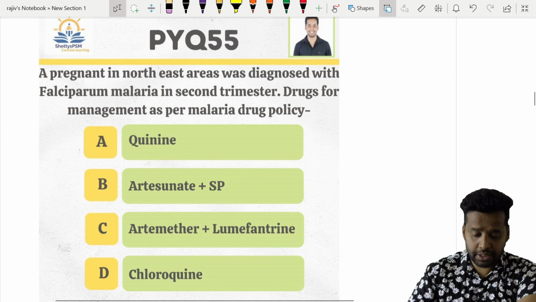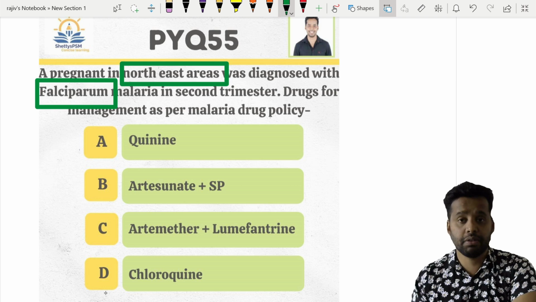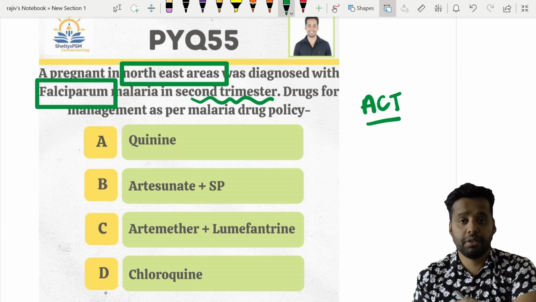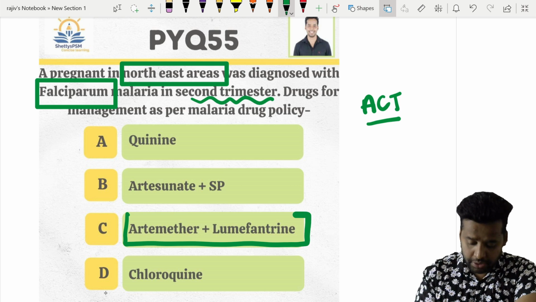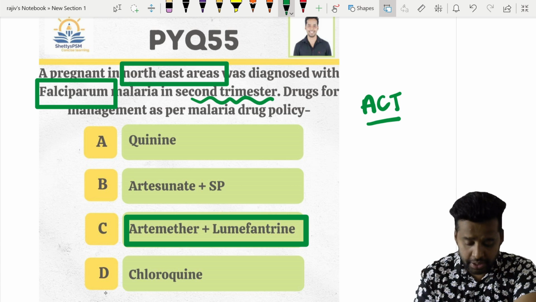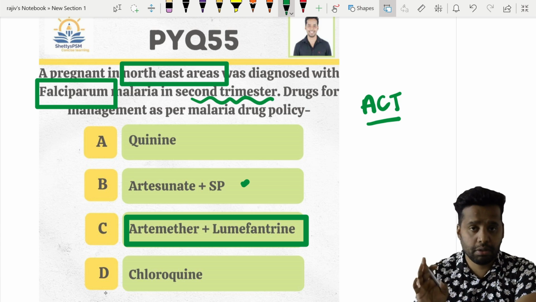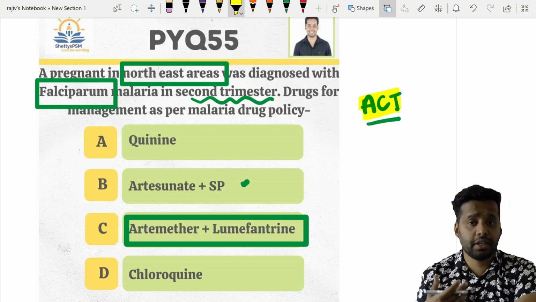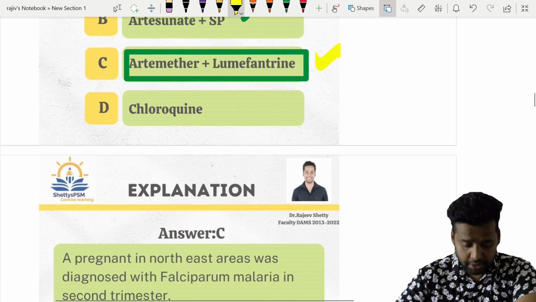Pregnant, northeast area, malaria treatment I am asking, but what malaria treatment? It is falciparum malaria. This was the question. First trimester we are using quinine. Second trimester we can use ACT. ACT used in northeast states is artemether, lumefantrine combination. ACT used in other states is artesunate SP. Remember, pregnancy first trimester quinine, second and third trimester ACT. Northeast area is important. Artemether, lumefantrine is the combination.